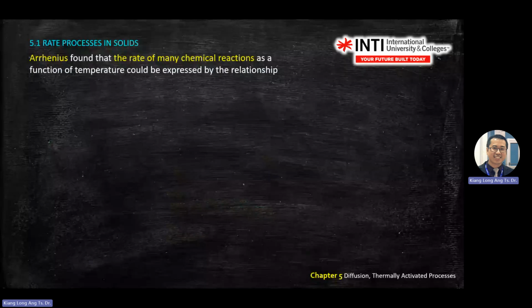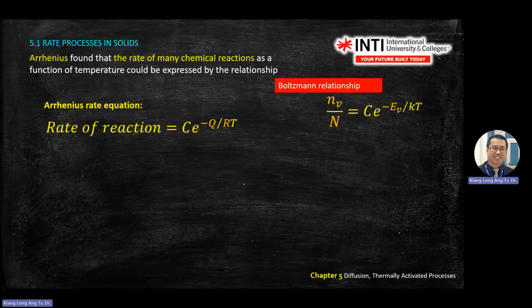Then we go to the Arrhenius rate equation. So just now, the Boltzmann relationship was with the number of vacancies equation. Now the rate of diffusion, developed by this person, gives you C E exponential minus Q over RT.